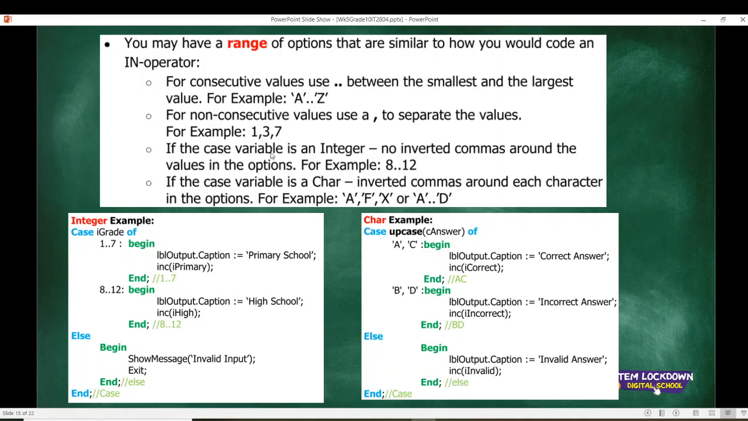Okay? If the case variable is an integer, there are no inverted commas around the values. If it's a char, then there will be inverted commas around the values or quotes. Okay, so just like you see here, I grade is an integer, so I'm looking from 1 to 7 and 8 to 12. C answer is a character, so I'm going A or C, each of them with the quotes, or B or D, each of them with the quotes. And just like I said before, I want to make sure you understand, I can't put A over here with B and D as well. It can only appear in one of the options. Okay.